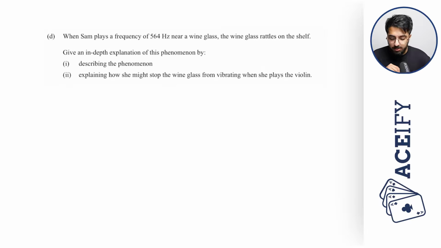When Sam plays the frequency 564 hertz near a wine glass, the wine glass rattles on the shelf. Give an in-depth explanation of this phenomenon by describing the phenomenon and explaining how she might stop the wine glass from vibrating when she plays the violin. So this phenomenon is called resonance. The wine glass is being shaken at its natural frequency, and this results in energy being added into the system, so the oscillations build up and up and up. And this causes a maximum in amplitude, and therefore the wine glass is going to rattle on the shelf. And so that is our first point.